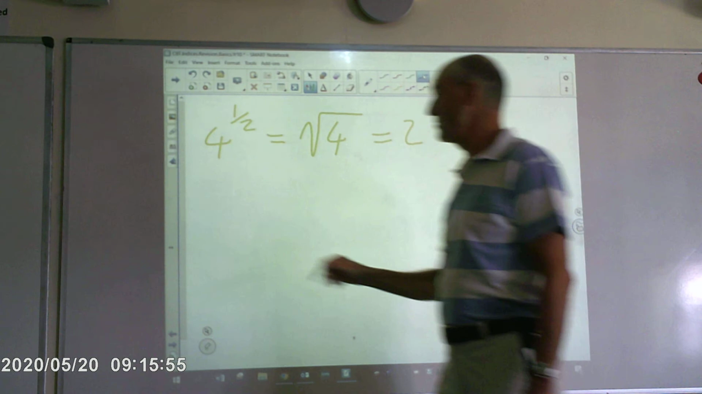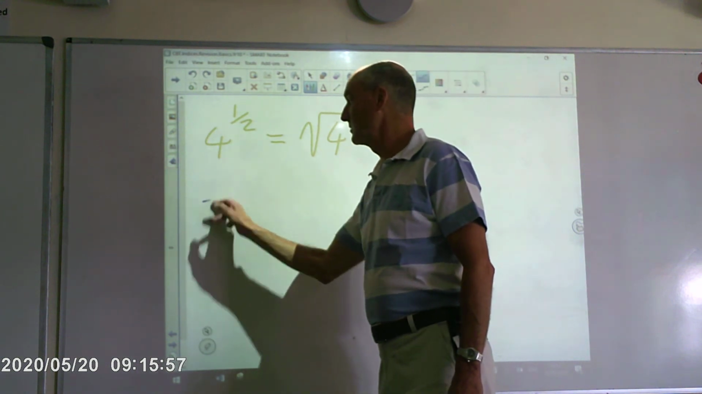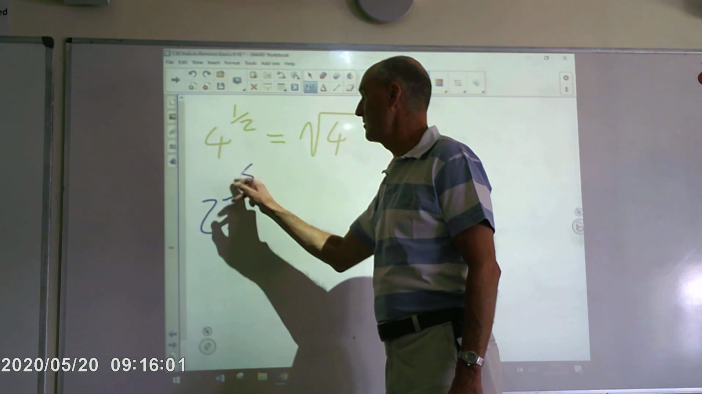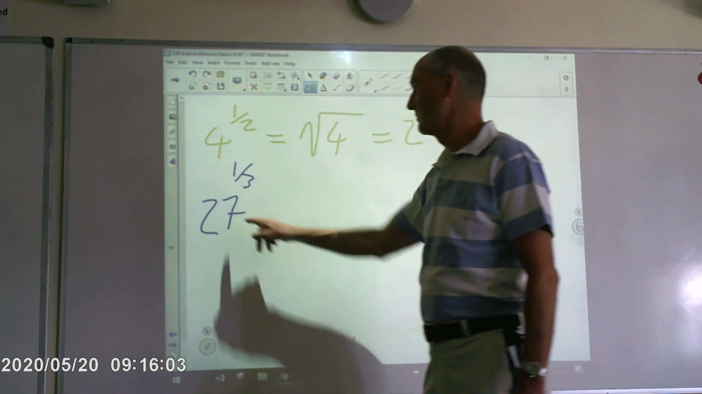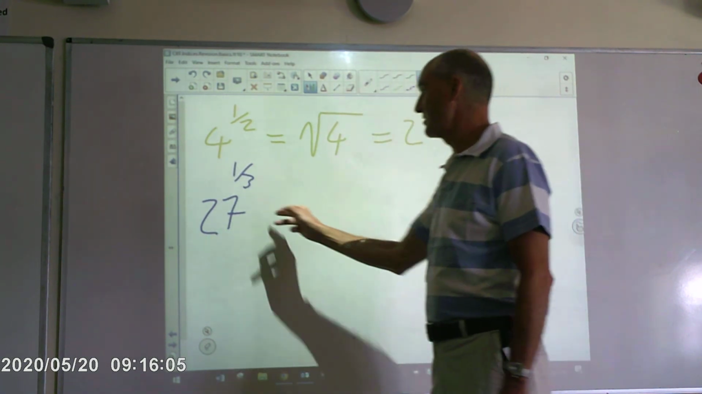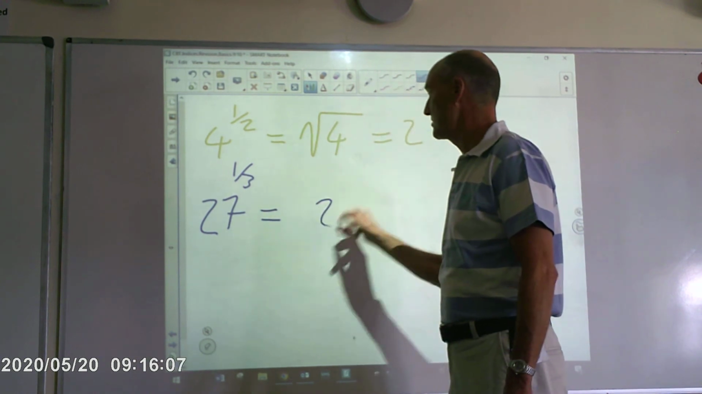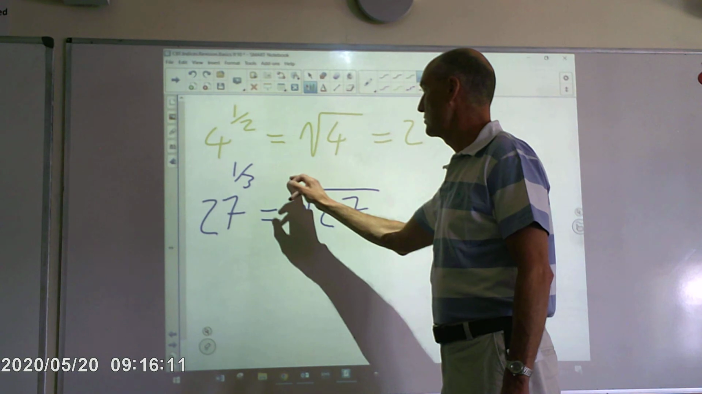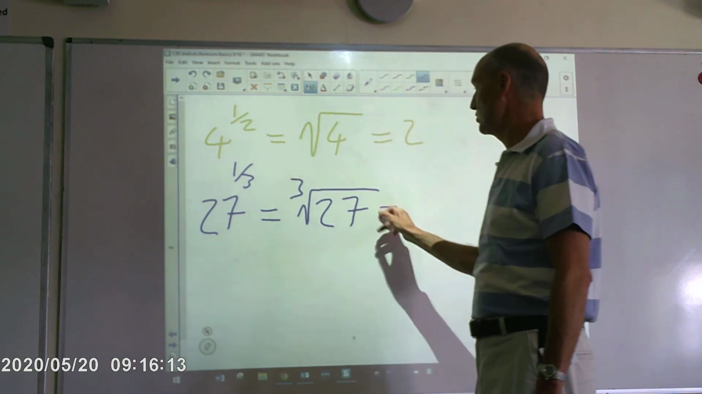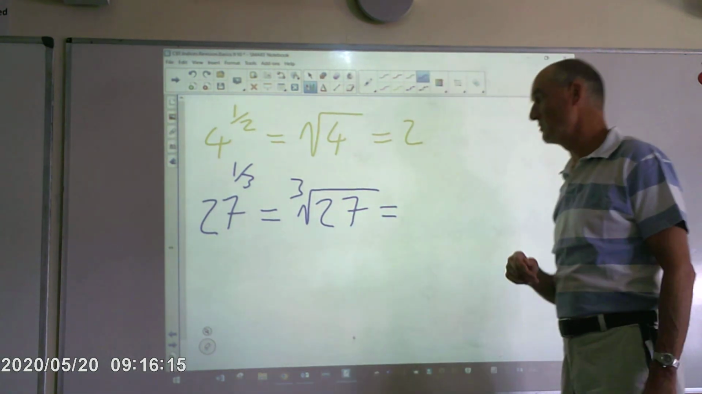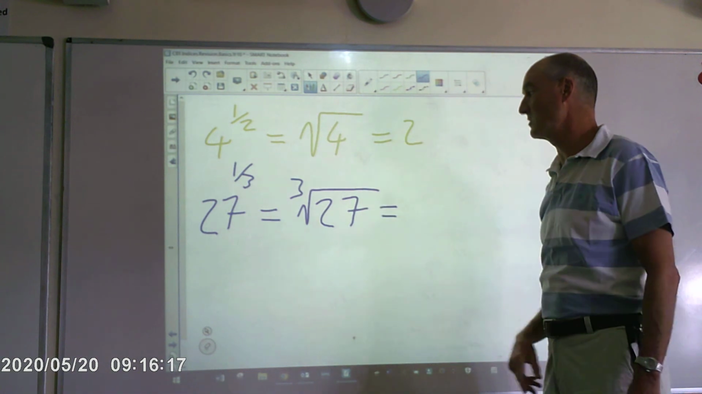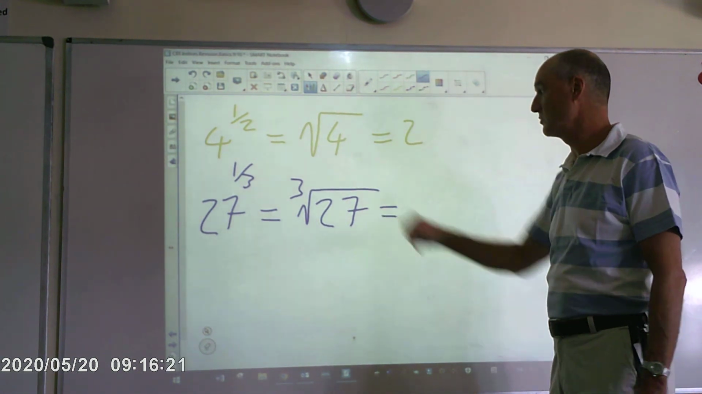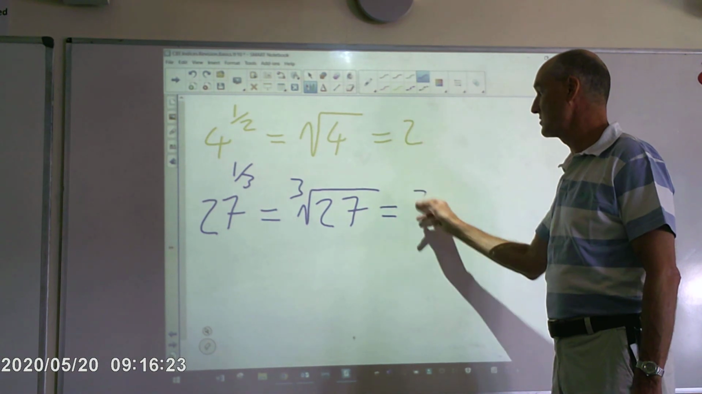Second example, 27 to the power of a third. So this time it's 27. It's cubed root. What's the cubed root of 27? We talked about this earlier on. What's the cubed root of 27? 3 times 3 times 3. Cubed root of 27 is 3.